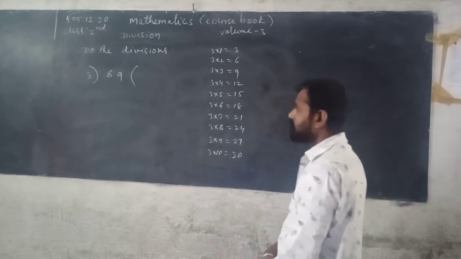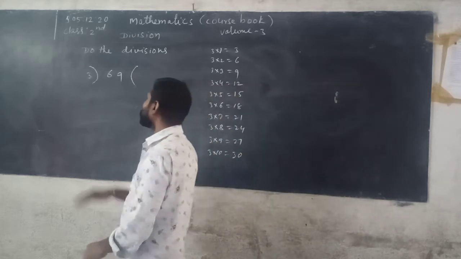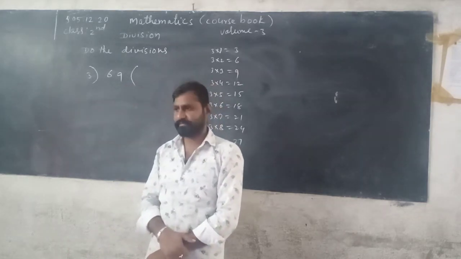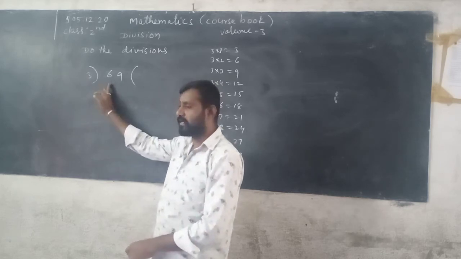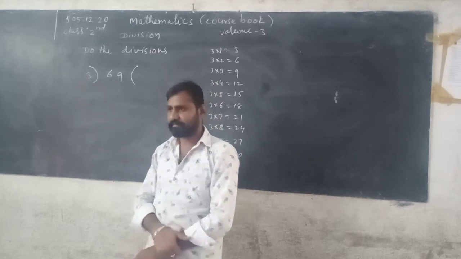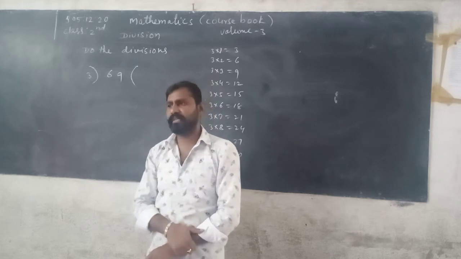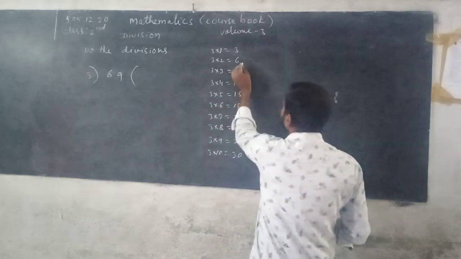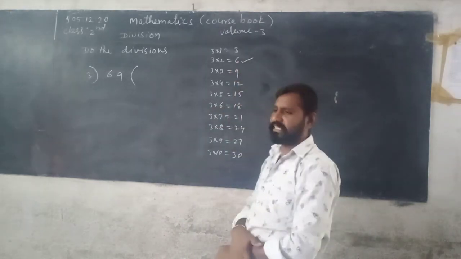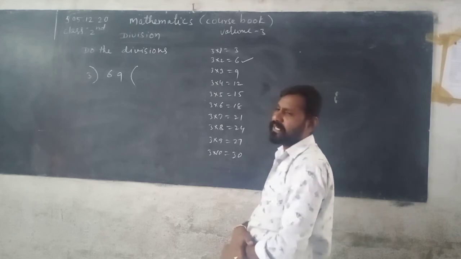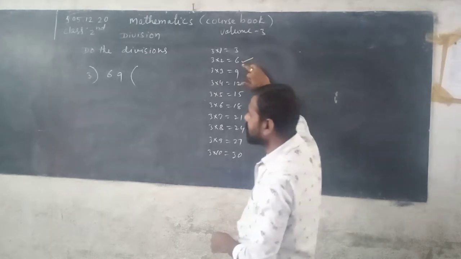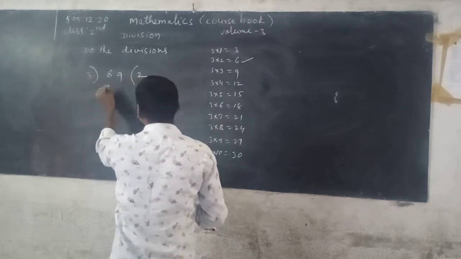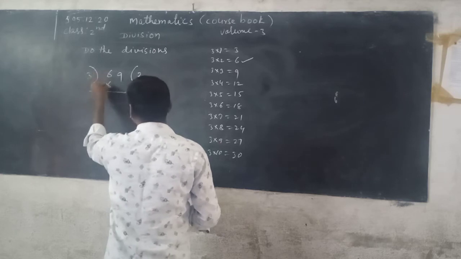See here. From the dividend, we have to take how many digits from left to right? Any digits, 1 or 2. 6 is more than 3, so we take one digit, that is 6. Is 6 divisible by 3? See exactly, 3 2s are 6. 3 goes how many times? 2 times we can get 6. So we write 2 in the quotient. 3 2s are 6. Now 6 minus 6 is 0.